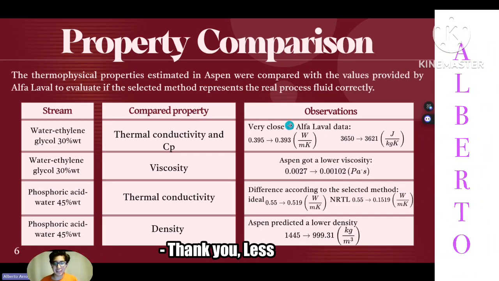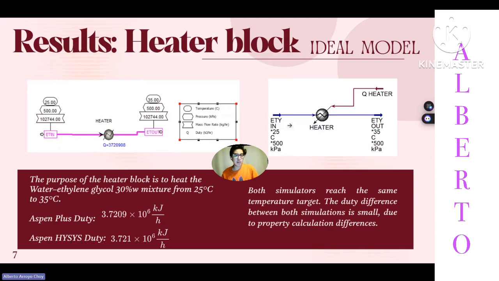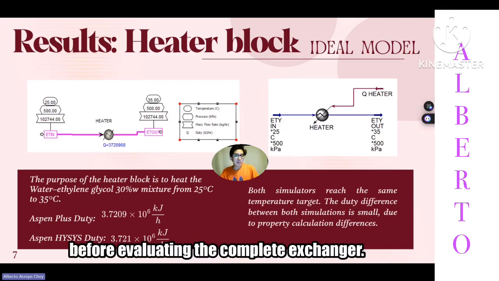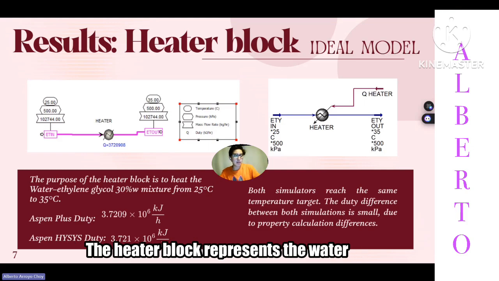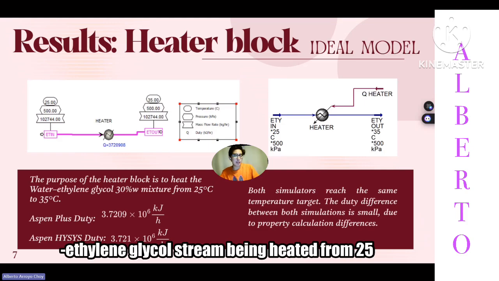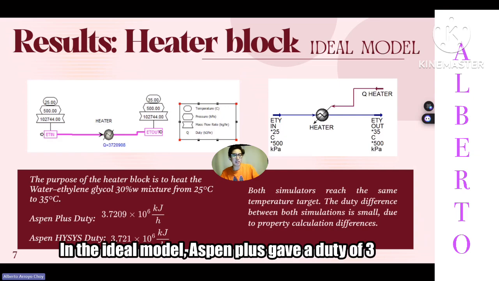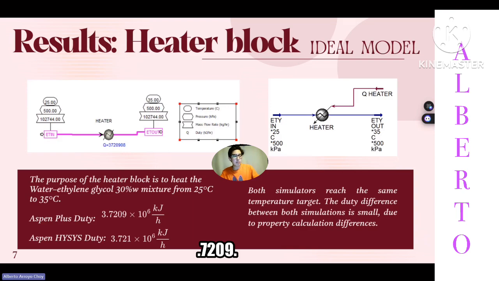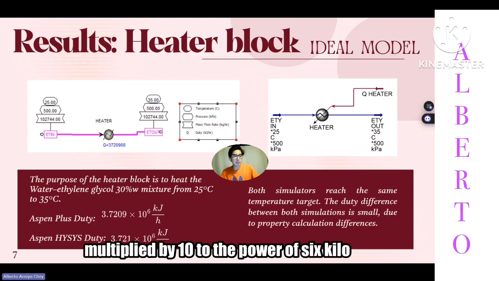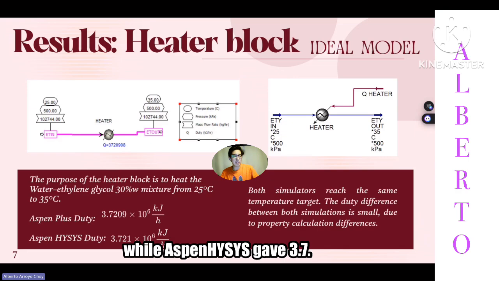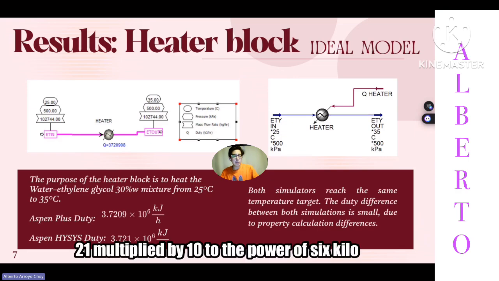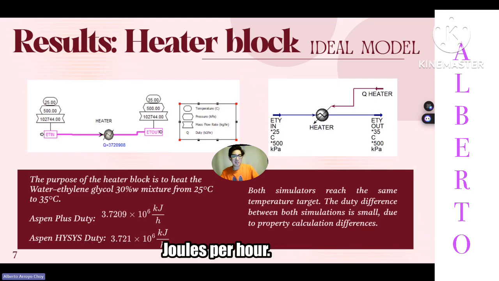Thank you, Les. The heater and cooler blocks were used to calculate the energy requirements of each stream separately before evaluating the complete exchanger. The heater block represents the water ethylene glycol stream being heated from 25 degrees to 35 degrees. In the ideal model, Aspen Plus gave a duty of 3.7209 × 10^6 kilojoules per hour, while Aspen HYSYS gave 3.7021 × 10^6 kilojoules per hour.